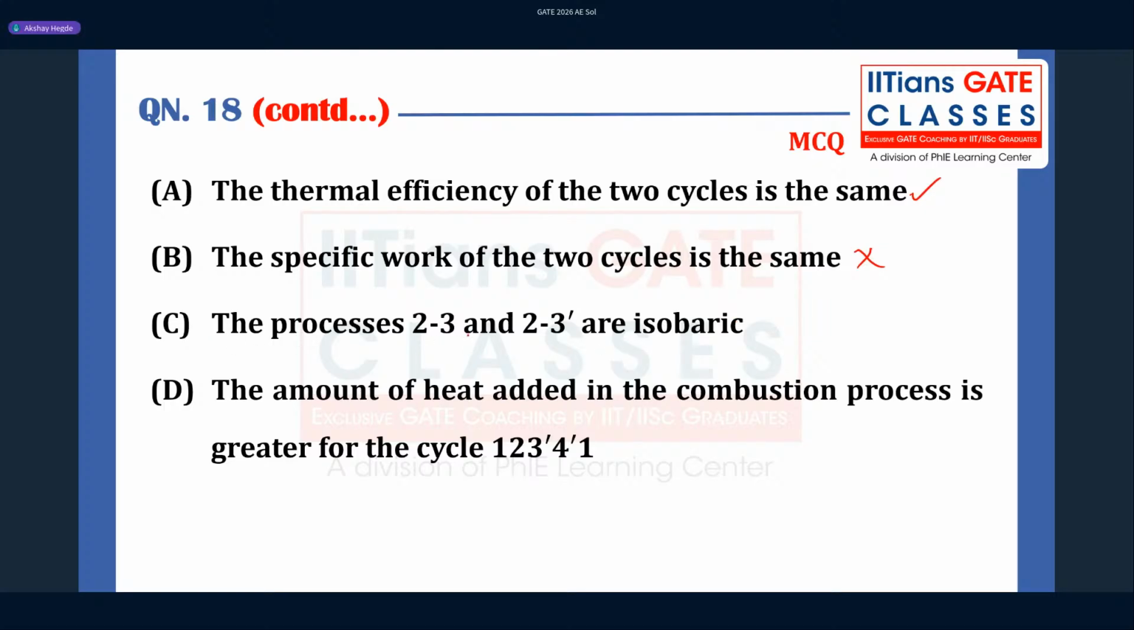Then the processes 2 to 3 and 2 to 3 dash are isobaric. Yes, we are dealing with the constant pressure heat addition. So that's correct. The amount of heat added in the combustion process is greater for cycle 1, 2, 3 dash, 4 dash, 1, right? Because we are increasing from 2 to 3 dash as opposed to 2 to 3. So we have to add more energy to get the higher cycle maximum temperature. So this statement is also correct. So the only statement that is false from the given statements is statement B.